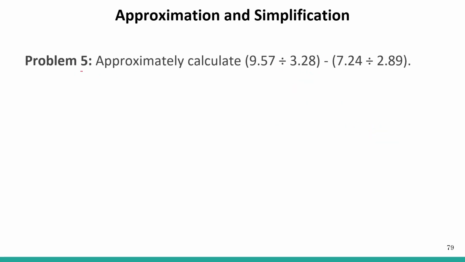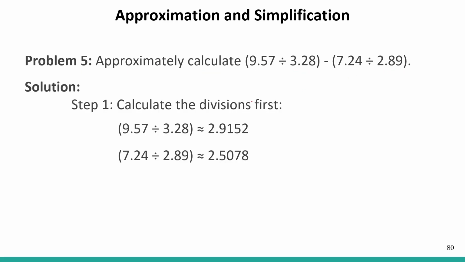So let's see problem number 5. Approximately calculate (9.57 divided by 3.28) minus (7.24 divided by 2.89). What is it equal to? Calculating the divisions first, because we will use the BODMAS rule. That is, we look for brackets first, then we evaluate. Since we have two brackets, we need to evaluate them first. So inside the bracket, what do we need to see?